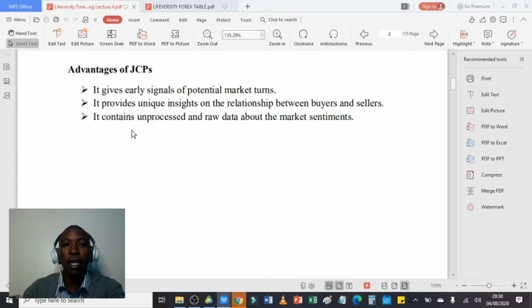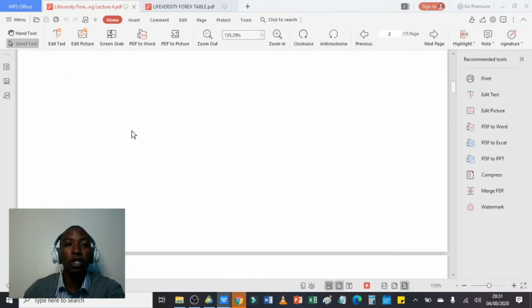Two, it provides unique insights on the relationship between buyers and sellers. You can see whether buyers are coming out stronger or sellers are coming out stronger or weaker, or vice versa. Thirdly, it contains unprocessed and raw data about the market sentiments. Very important. This is a very important tool you need in your trader's toolbox if you want to make any step in your foreign currency trading journey.